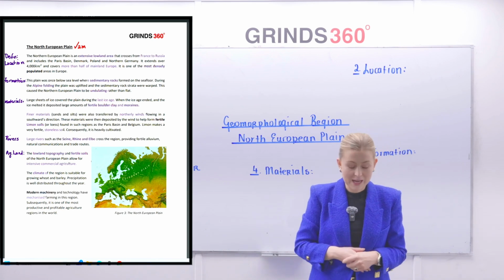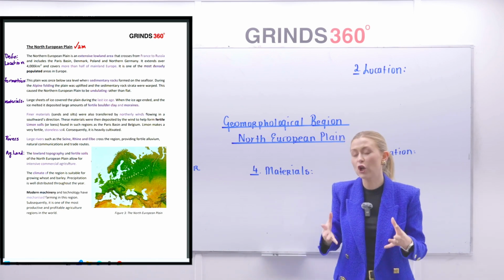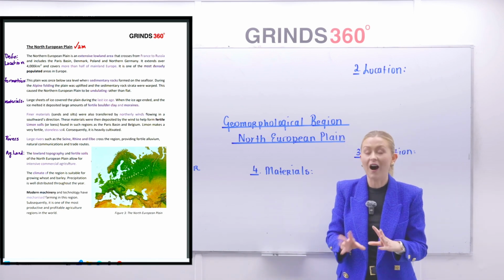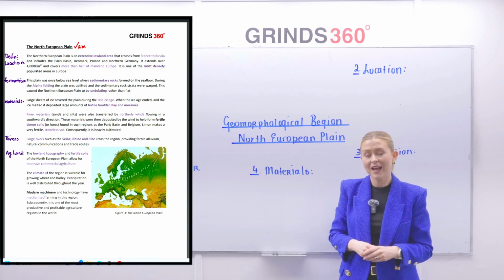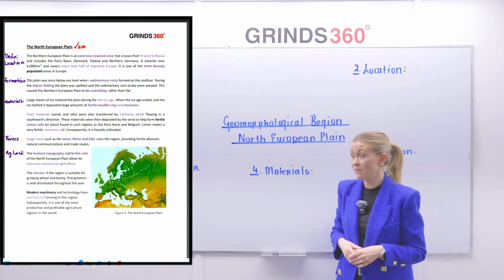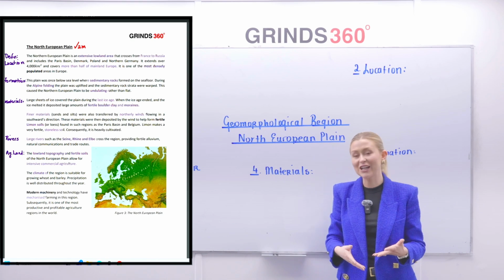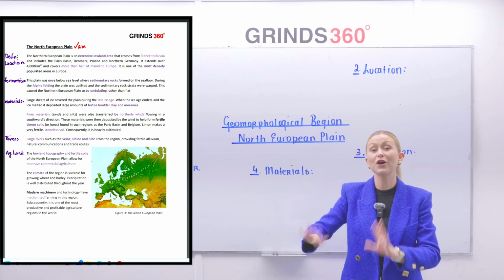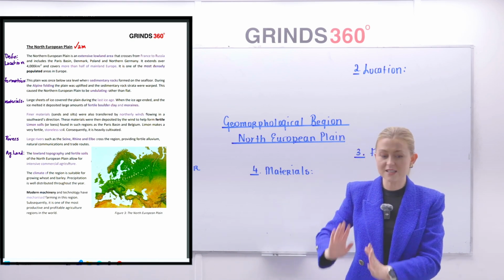The North European Plain, what we know. It's an extensive lowland area. Highlight the words extensive lowland area. It's an extensive lowland area that covers from France, the Paris Basin in particular, to Russia. I want you to highlight France to Russia as well. So it's an extensive lowland area.